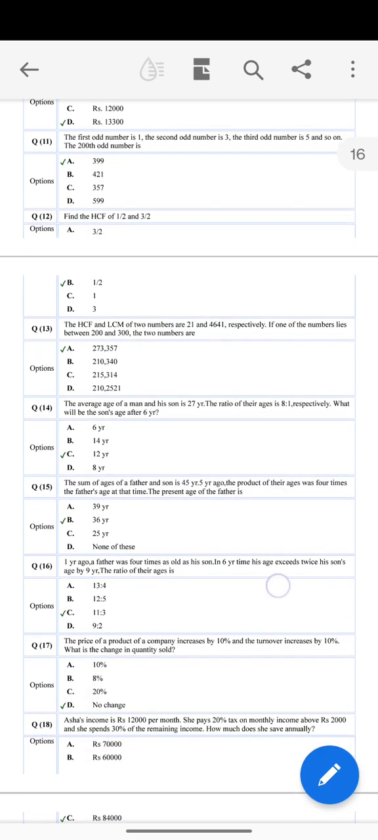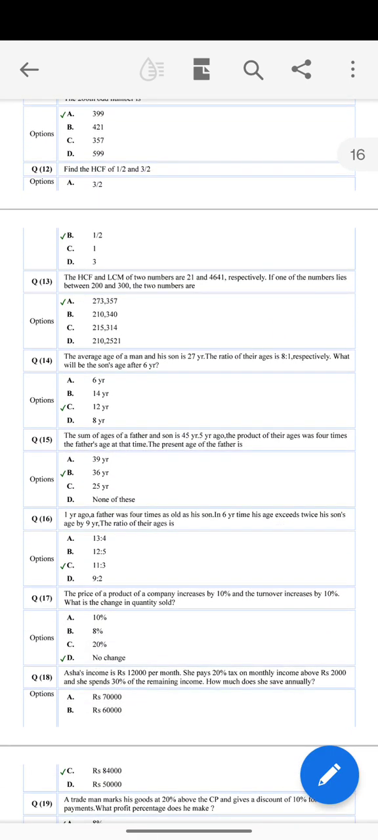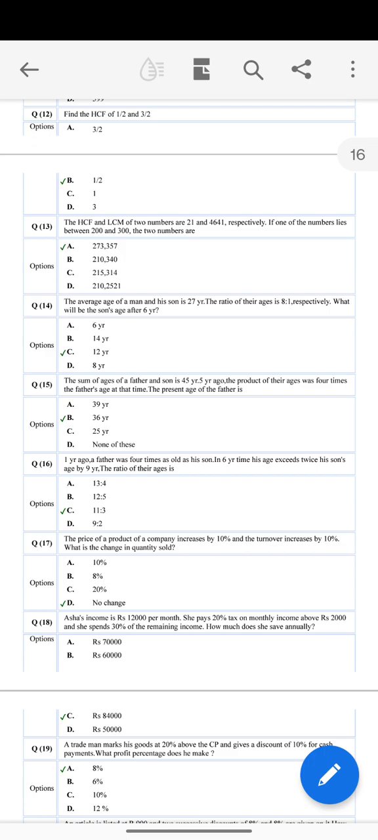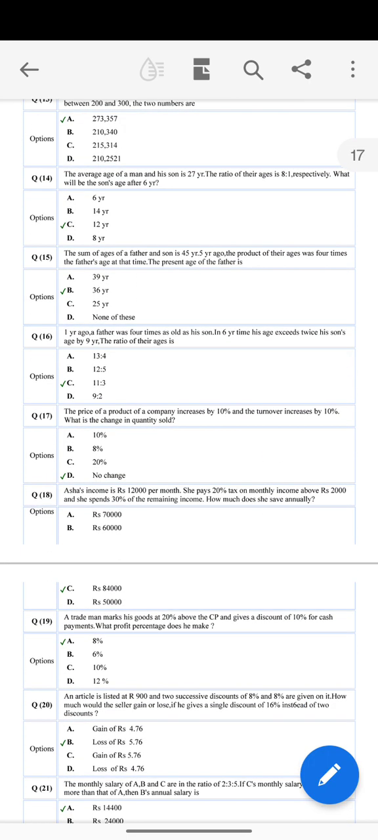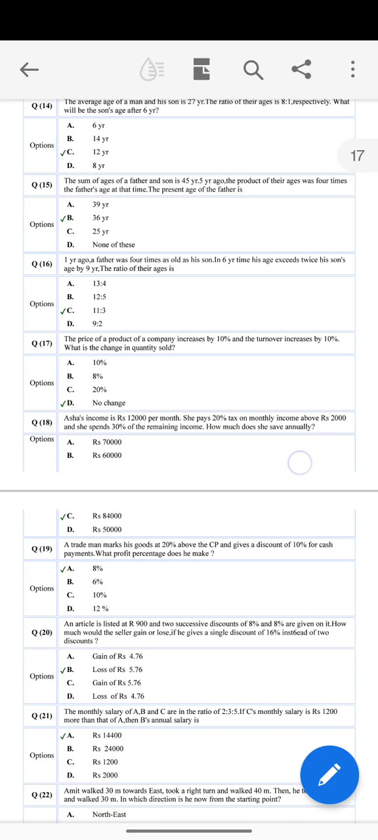Okay, now let's move forward. Question number 12, HCF. This is a question from HCF and LCM chapter. Again question number 13, same HCF and LCM chapter. Question number 14, again average chapter. Question number 15, again question from ages. You can consider these questions from age chapter also. Okay, again question number 16, age chapter question.